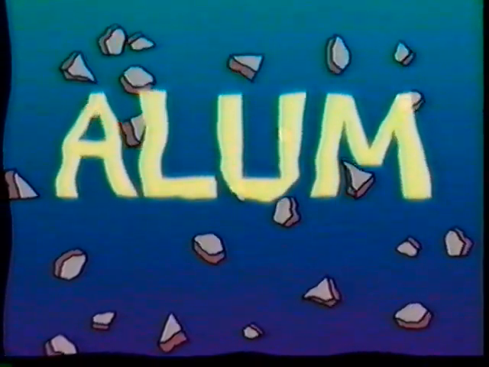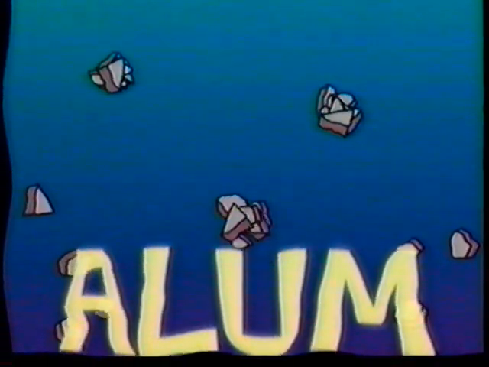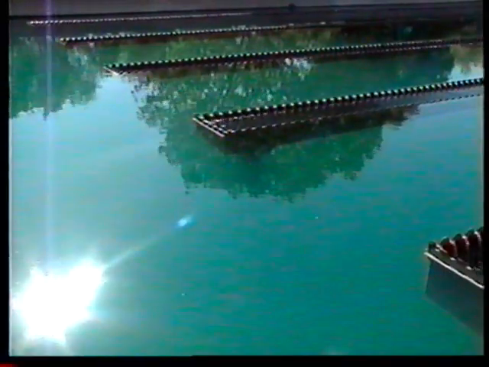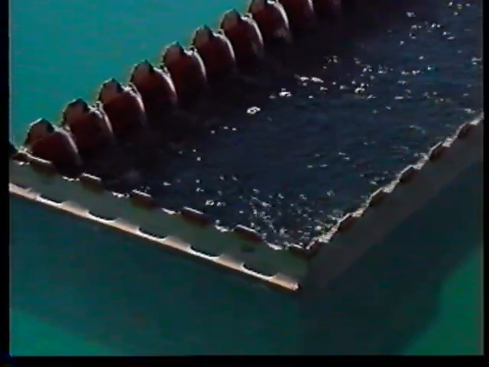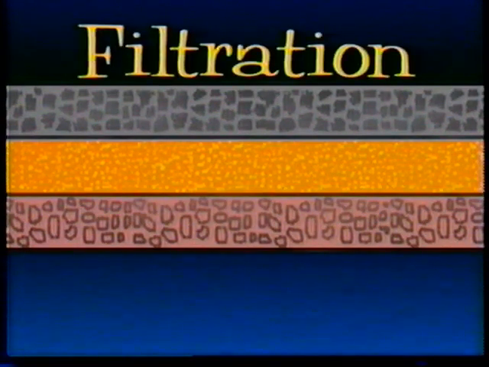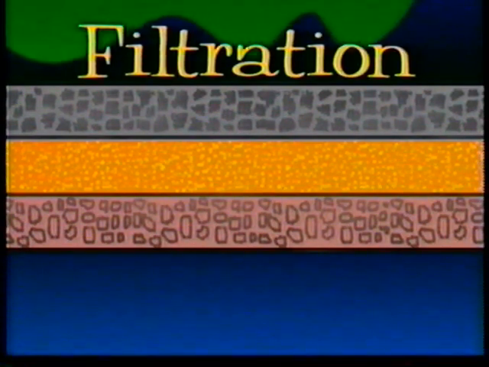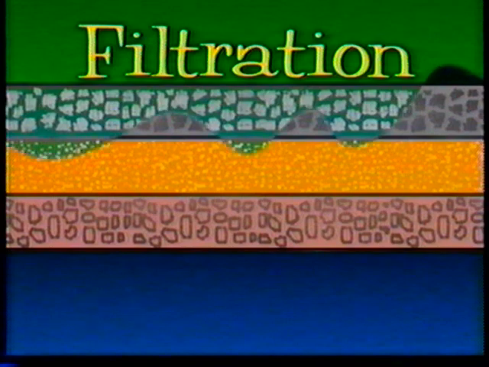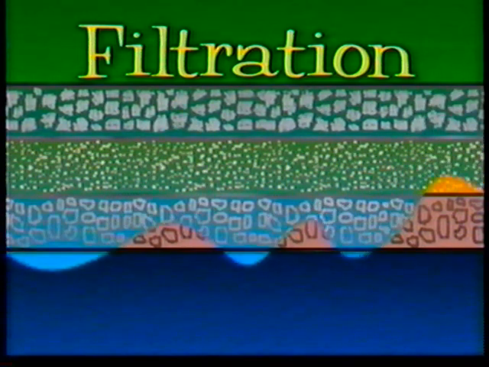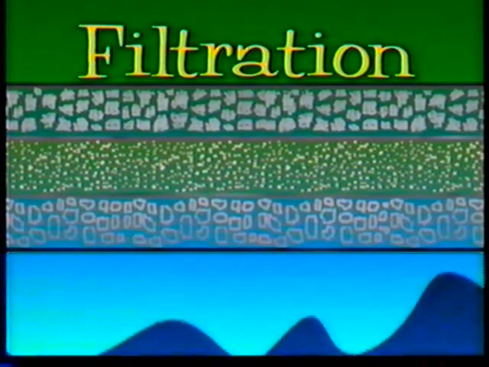Alum causes dirt particles to coagulate, that is, clump together and form floc. The particles fall to the bottom of the tank, and the cleaner water is skimmed off the top. This water is then poured through a filter like carbon, sand, and gravel. The filter catches dirt and germs and lets the clean water flow through.